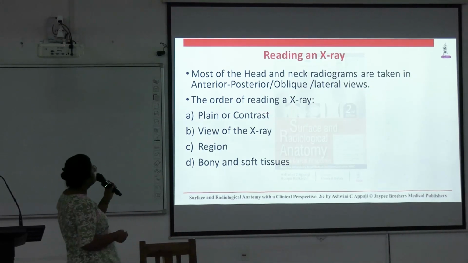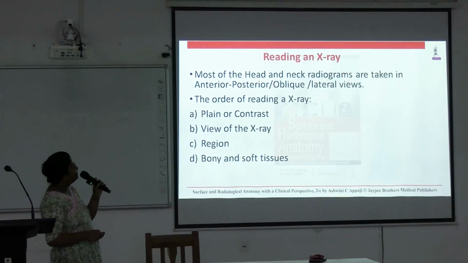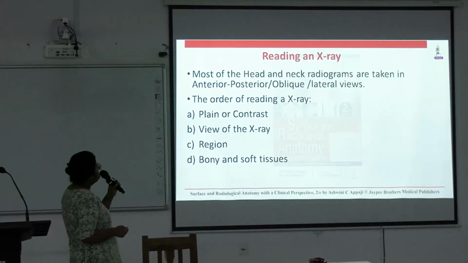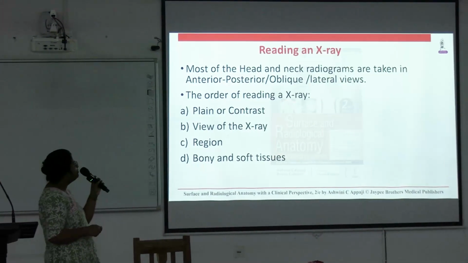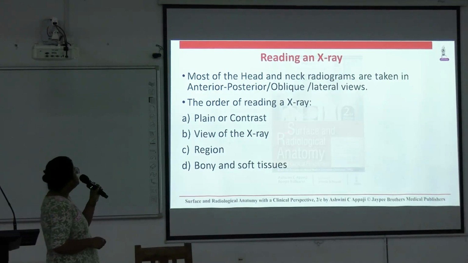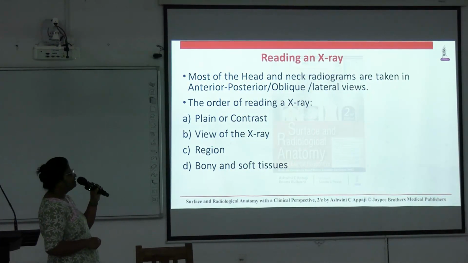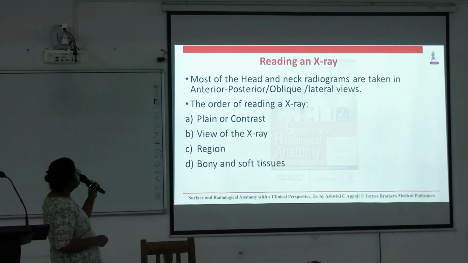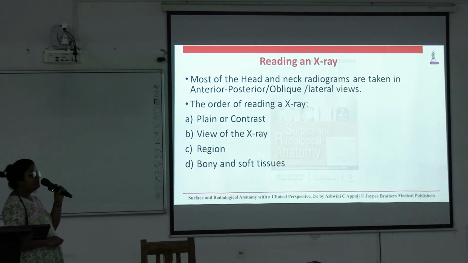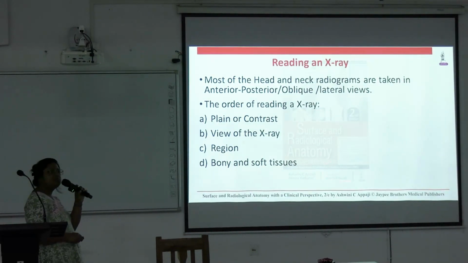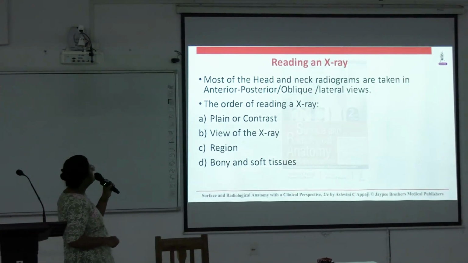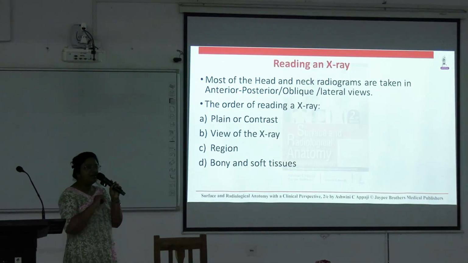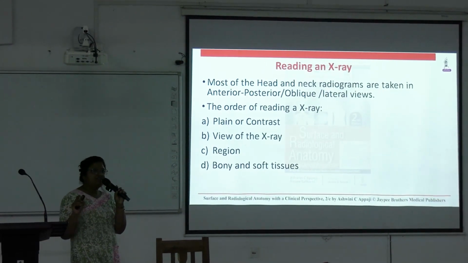Most of the head and neck radiograms are taken in anteroposterior view, oblique view and lateral view. These are the most commonly used views. And how will you read the X-ray? Say whether it is a plain X-ray or contrast X-ray, the view, the region, and which structures are showing, what bony structures and soft tissues are visible. So these 4 points you have to write down to describe an X-ray.